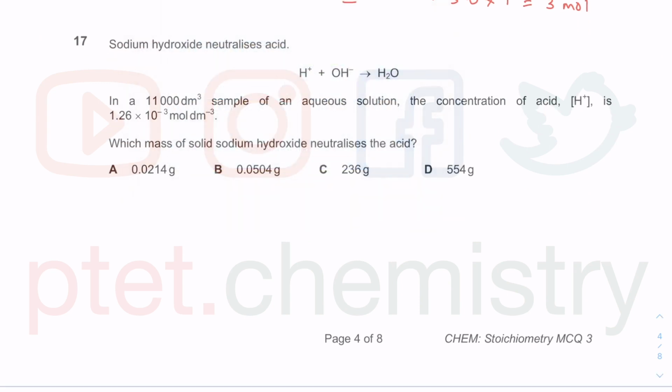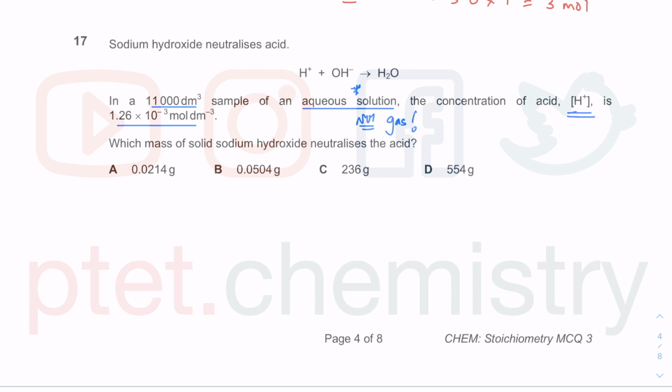In this next question, we have a big number. This is 11,000 dm3. This is an aqueous solution, so we are not talking about gas. Do not randomly use molar volume of gas. Always read the question first. Concentration of acid, they express it as square bracket H+. This is in mole per dm cube.